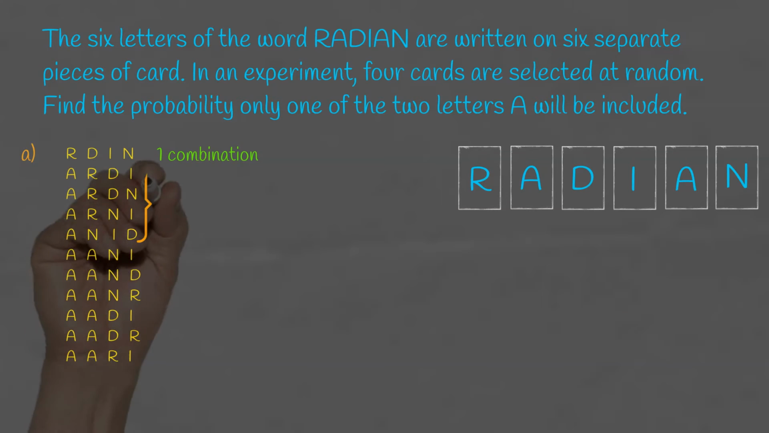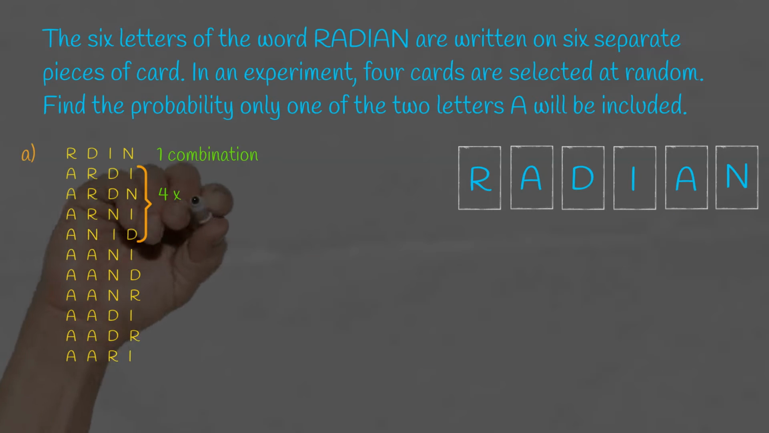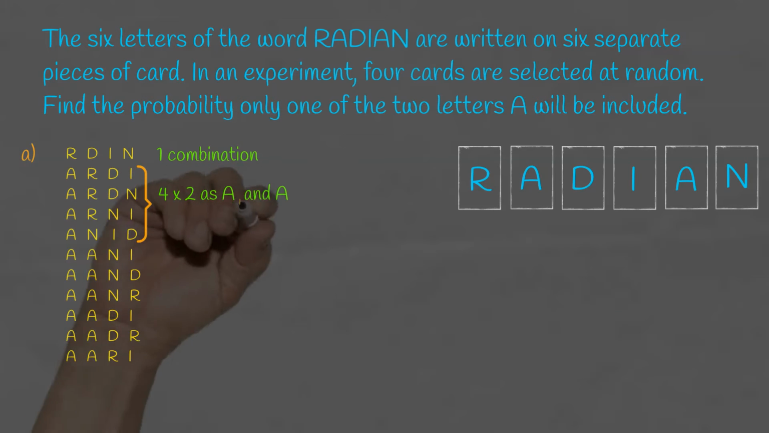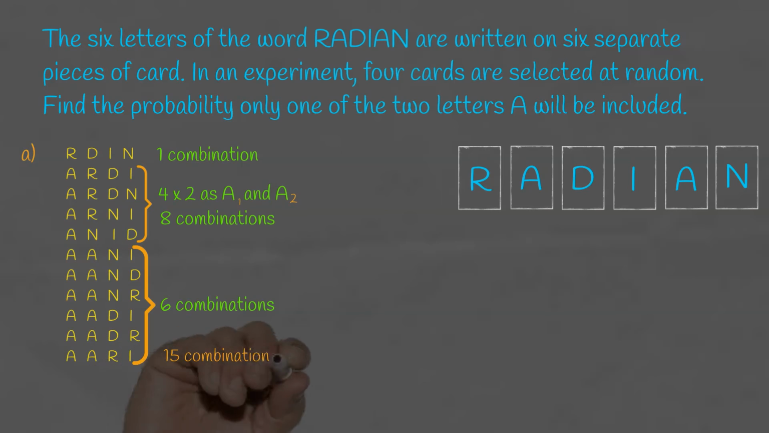We have these 4 combinations here where there is one A present, but we have to times it by 2 because we could have A1 there or A2. So that gives us 8 combinations where there's one A, and these 6 combinations where we have both A's present. So the total is 15 combinations, meaning the probability of having one A present is going to be 8 over 15.